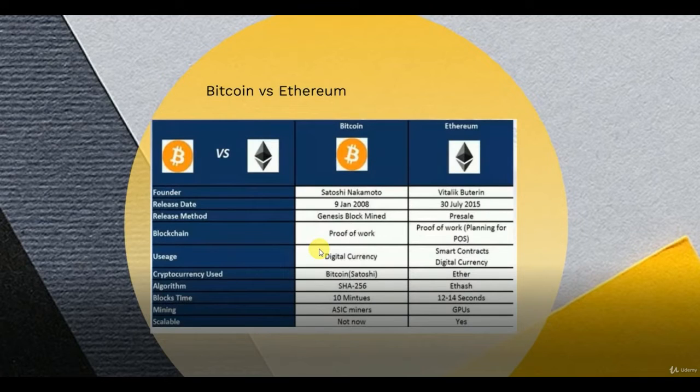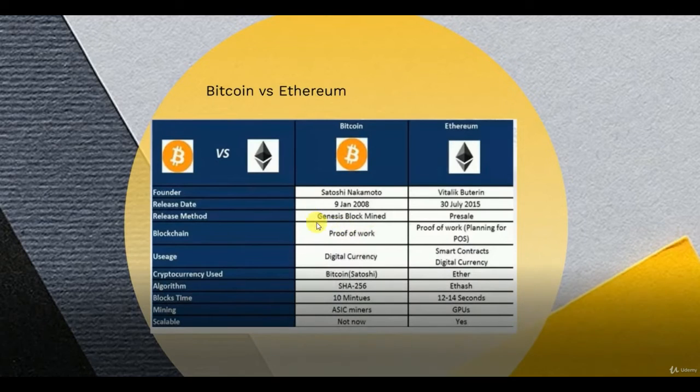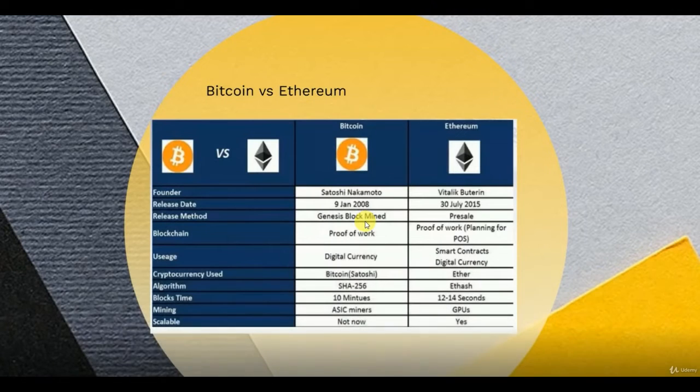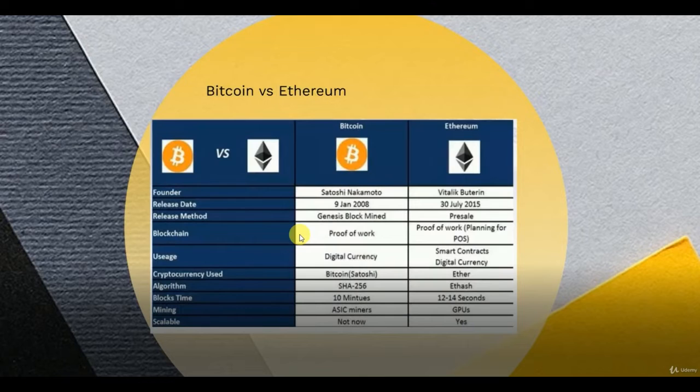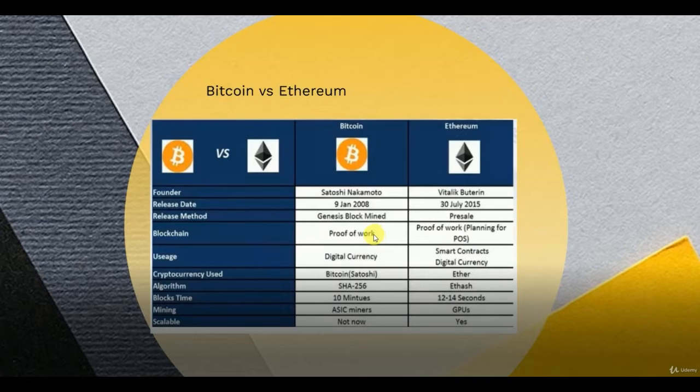So the Bitcoin mostly works on the proof of work consensus protocol. So proof of work, as I already said, the blocks are being created with the concept of mining. Whenever the miner is mining the network, he will be creating the new blocks by solving complex algorithms or mathematical problems. So that is where your proof of work came into the picture. So the Bitcoin is working on the proof of work consensus protocol. Ethereum is also working on the proof of work consensus protocol, but now they are planning to move to proof of stake.